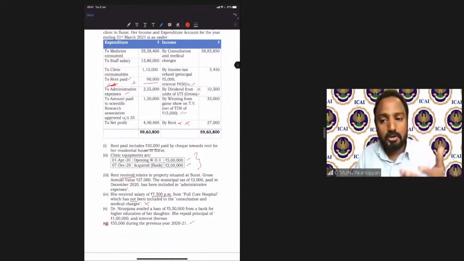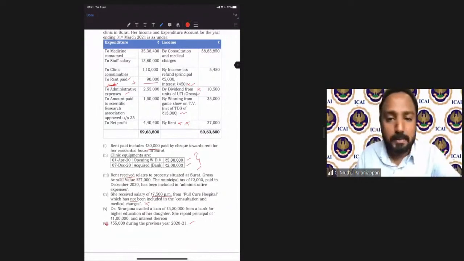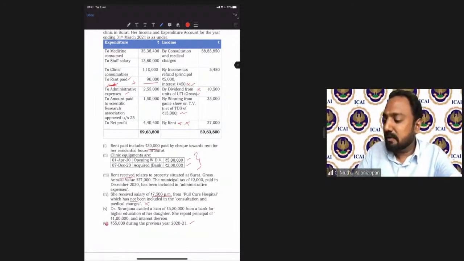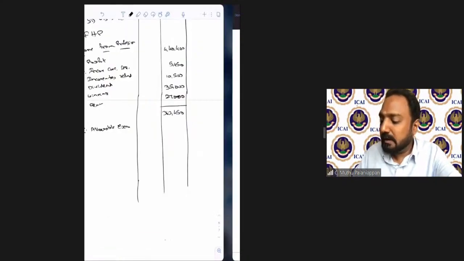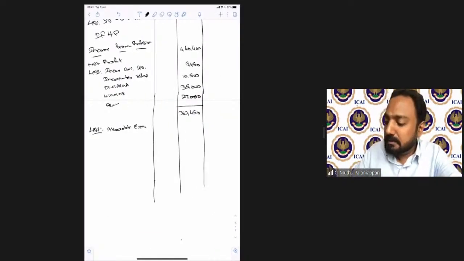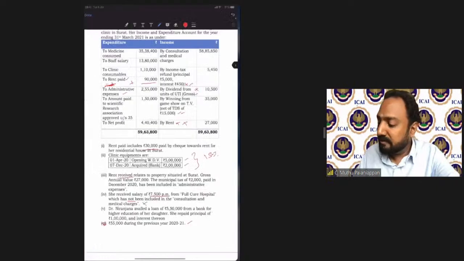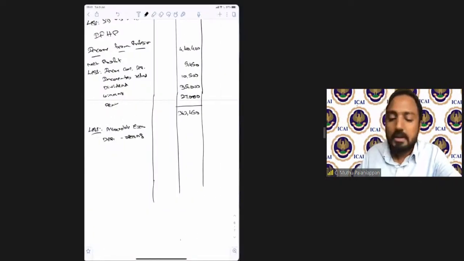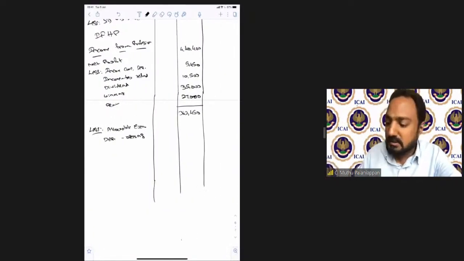Okay, so now back to this question. Depreciation is given, the rate is not given, but we know it is plant and machinery. It falls under 15%. So first is the opening WDV. Let's say the opening depreciation is basically 5 lakhs into 15%. So 5 lakhs into 15% is 75,000.